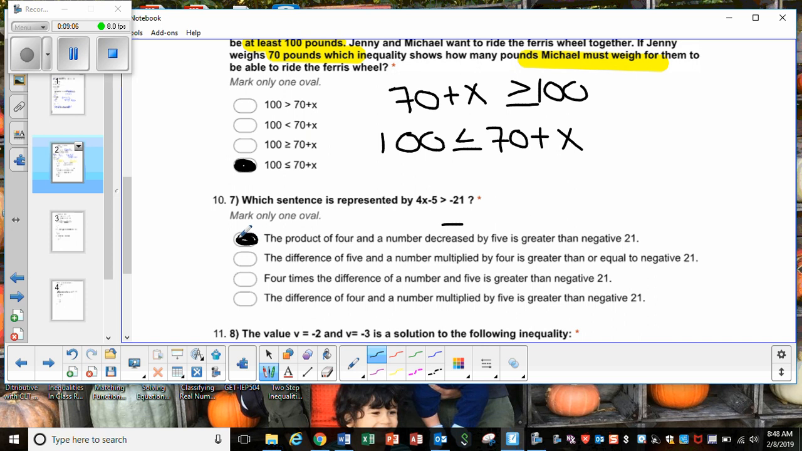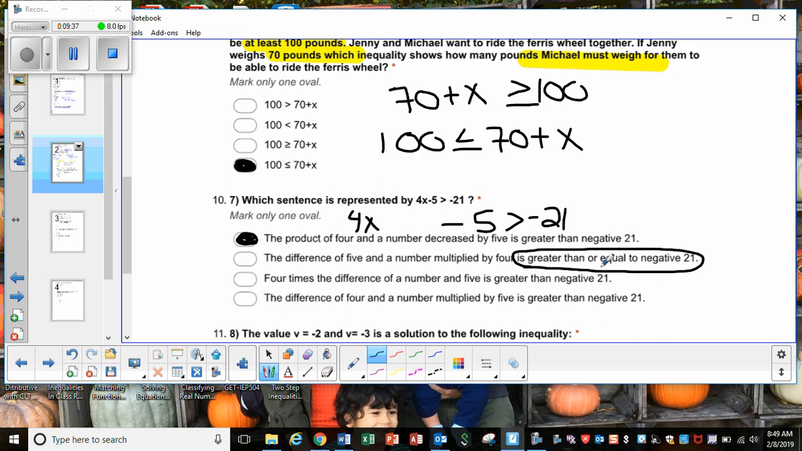Again, why does the first option work? Because product means multiplication. So the product of 4 and a number, 4x, decreased minus by 5 is greater than negative 21. Let's look at why one of these other options don't work. The second option says the difference of 5 and a number multiplied by 4 is greater than or equal to negative 21. One of the reasons why this doesn't work is because of the greater than or equal to negative 21.